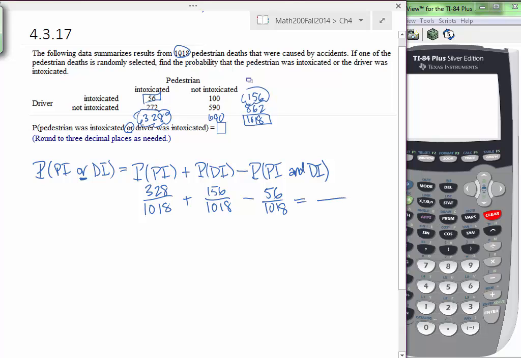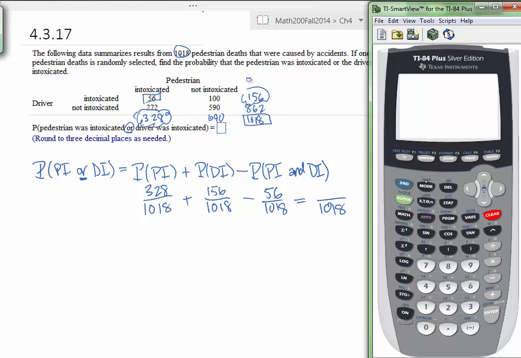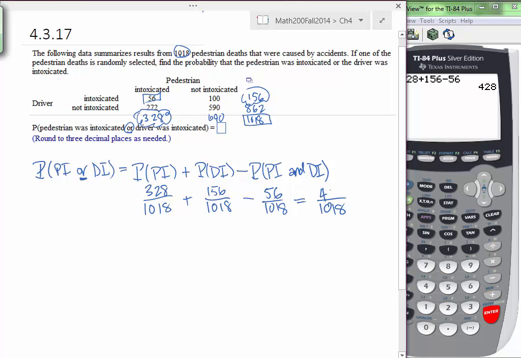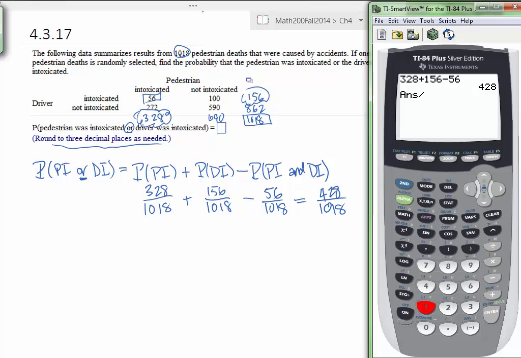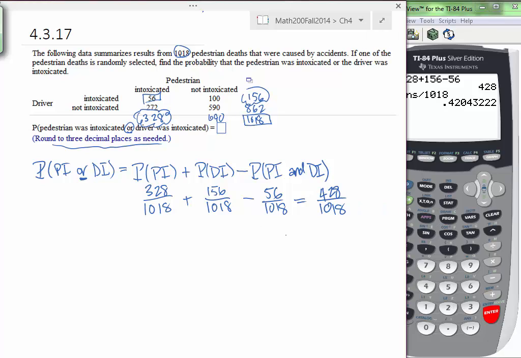So all we have to do is add these. We have the same denominator, and just to add this real quick, we have 328 plus 156, and then we want to subtract out 56. Now this is going to work because we have the same denominator. If you have different denominators, I would probably compute these individually and deal with decimals. But in this case, we have 428 divided by 1018, and if they want your answer rounded off to 3 decimal places, let's go ahead and divide this and round this off to 0.410.